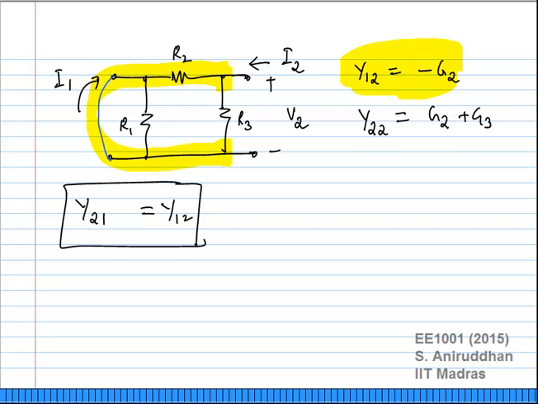Reciprocity, right? We have seen that purely resistive networks are reciprocal in nature. So, you should have already expected this. This is just a restatement of the same. Now, of course, if you start adding control sources, it may not be reciprocal anymore. But if you just take a network of linear resistors, you should expect Y12 to be equal to Y21.